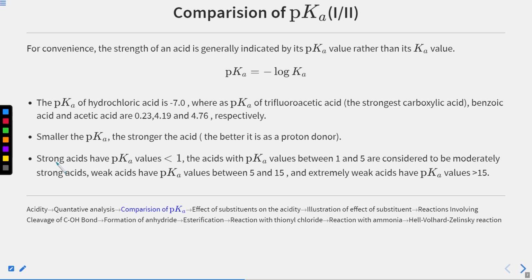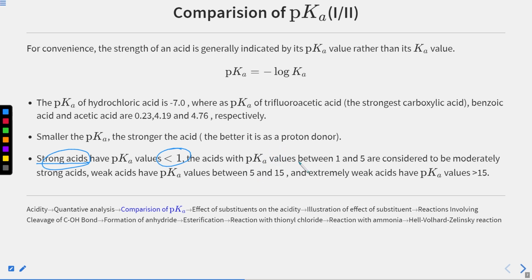Now, strong acid. You must have heard the terms strong and weak. Although these terms are relative, we cannot say something is a strong acid until we compare it with a third party, but still we use a conventional way to define the strong acid and the weak acid. If something has a pK that is less than 1, then it is a strong acid.